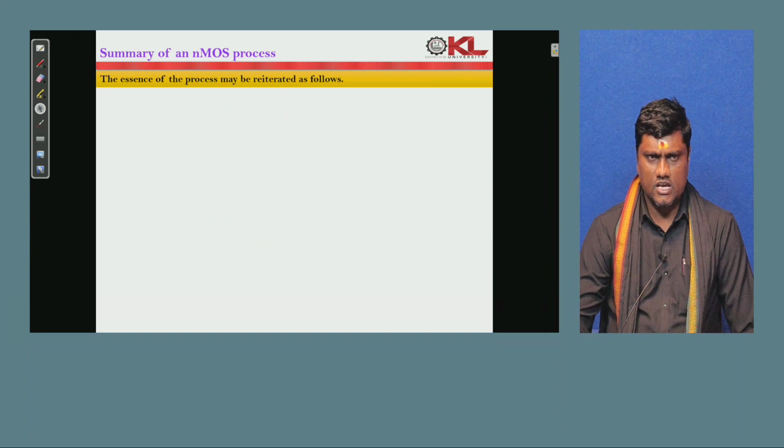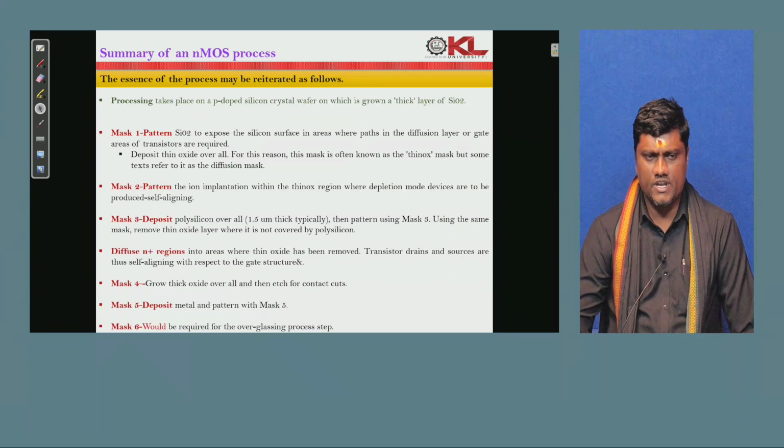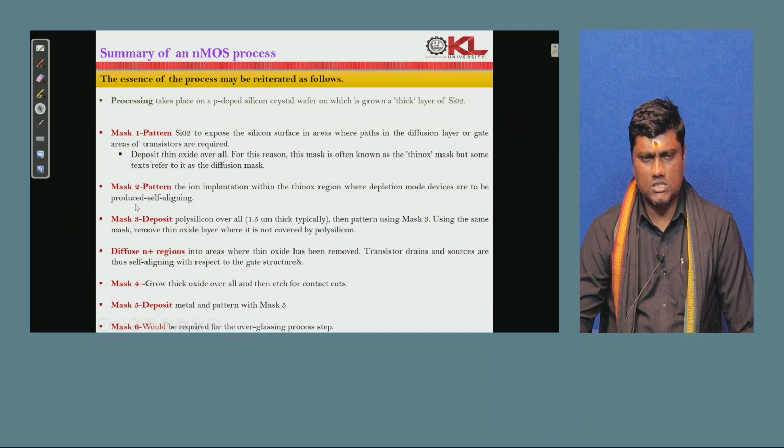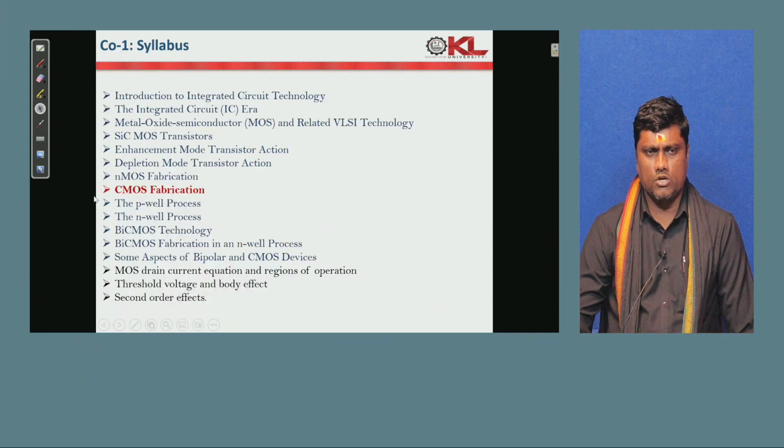So in this way, the summary of the NMOS process is given here in a number of steps: processing, mask patterning 1, mask patterning 2, mask 3 deposition, and diffusion by N plus diffusion, and mask 4, mask 5 deposition, mask 6, and so on. And this is the essence of the NMOS transistor fabrication process flow.